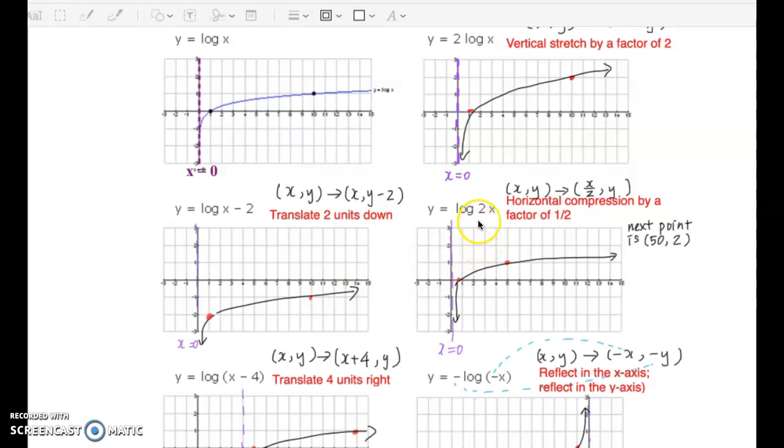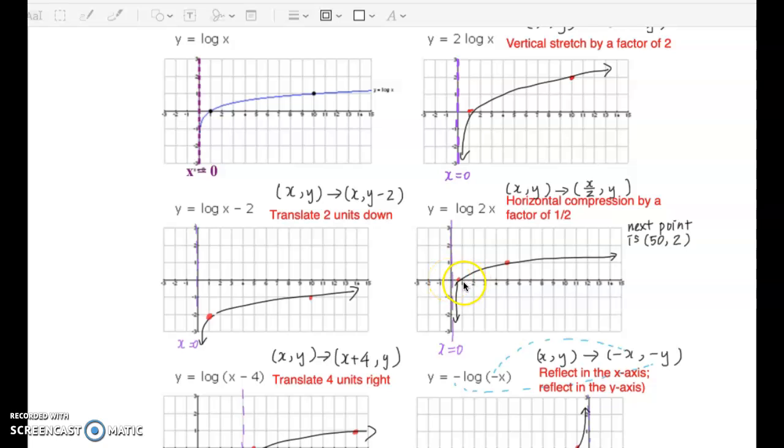Next, you have y equals log 2x. Now this time the 2 is written right next to x, meaning that this is a horizontal compression by a factor of 1 over 2. Remember to reciprocate this. When I do a horizontal compression, there is no change to the original vertical asymptote, so it's still x equals 0.